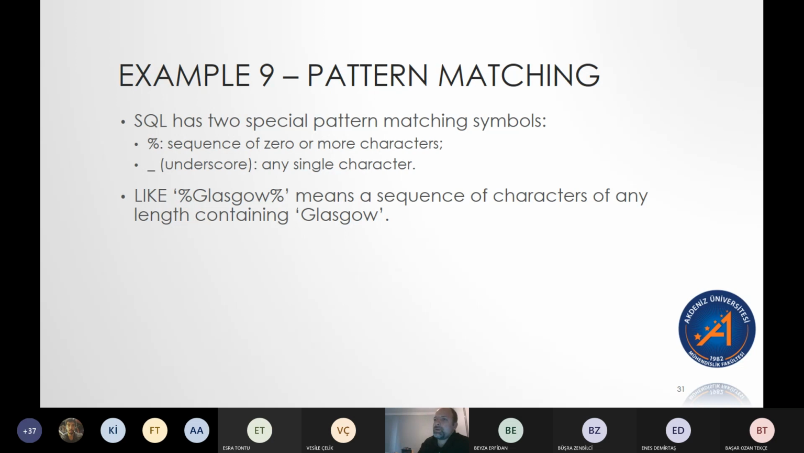So if we did underscore Glasgow underscore, then what that would mean is we want anything that has a single character, could be a space, then Glasgow, then another single character. And that's not what we want here, because if any more characters existed before Glasgow or any more characters existed after Glasgow, we wouldn't get those results. All right, I'll show you an example.